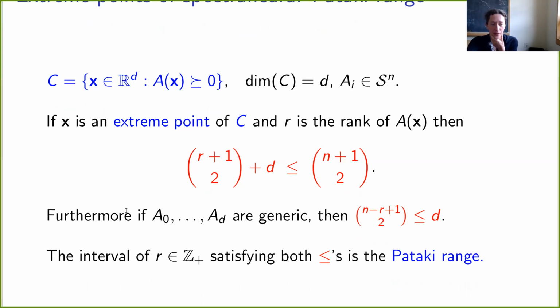And furthermore, if you pick generic matrices for most choices of subspaces to intersect with your PSD cone, you also weirdly have a lower bound on R. So, assuming that I haven't made any typos, this inequality should give a lower bound on R. If we make R bigger, this gets smaller.